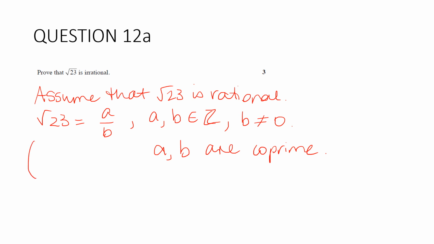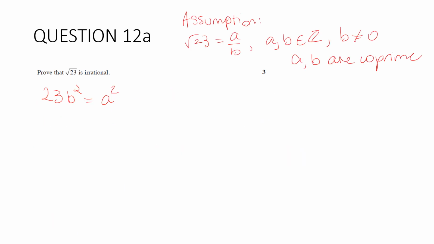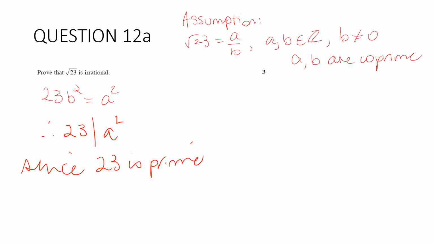If this is true, we can square both sides, and that gives us 23 is equal to a squared over b squared, which means that 23b squared is equal to a squared. Which means that 23 is a factor of a squared. Now, since 23 is prime, then 23 is also a factor of a, which means that we can write a as 23m, where m is an integer.